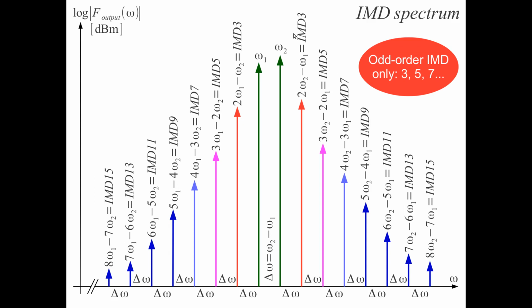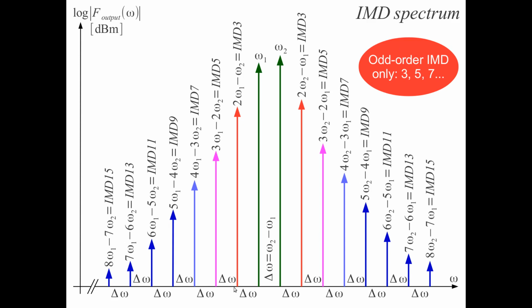The spectrum of intermodulation distortion has many components. If omega 1 and omega 2 are the two original test tones of the signal spectrum, I have the red lines here, intermodulation distortion of the third order, then intermodulation distortion of the fifth order, of the seventh order, this one here and this one here, of the ninth order, here and here, of the 11th order, here and here, of the 13th order, of the 15th order, and so on. So intermodulation distortion in narrowband systems only causes odd order intermodulation products. So we only get IMD 3, 5, 7, 9, 11, 13, 15.